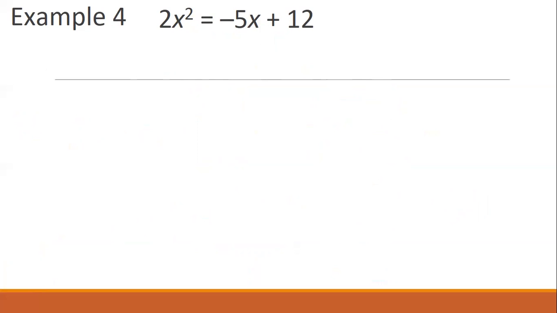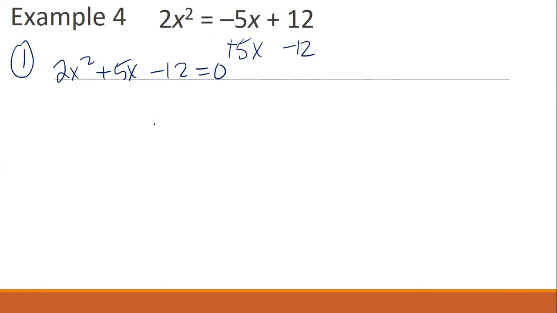Our last example of the day. The reason why I gave you this one is because your first intent, your first thing that you may think to do to get this in standard form would be to move your 2x squared. However, you want your a to remain positive. So instead of moving your a, you should move everything else. You're going to add your 5x and subtract your 12 so that your a remains positive. And that's going to leave you with 2x squared plus 5x minus 12 equals 0.